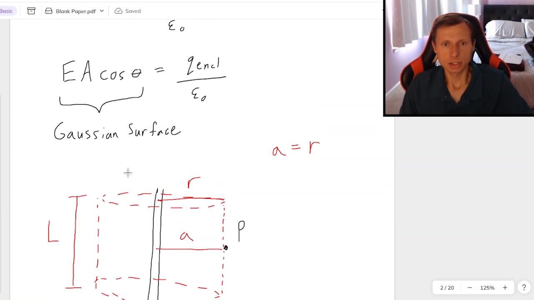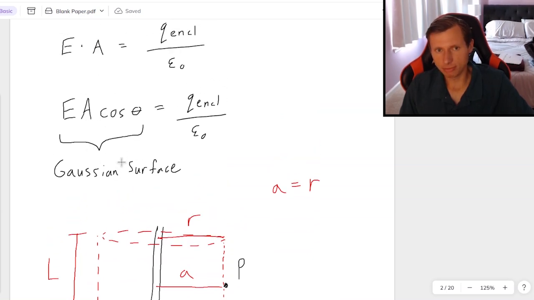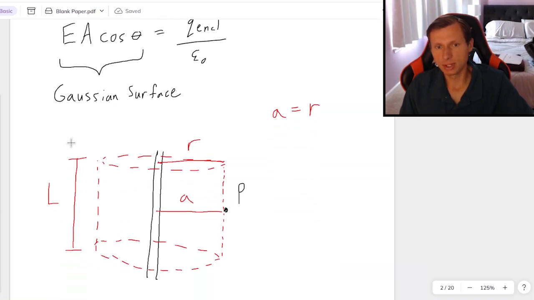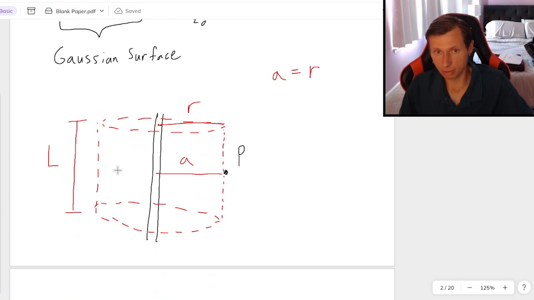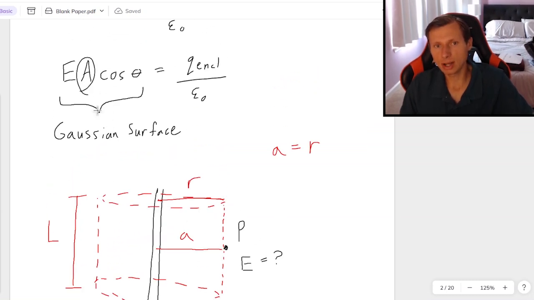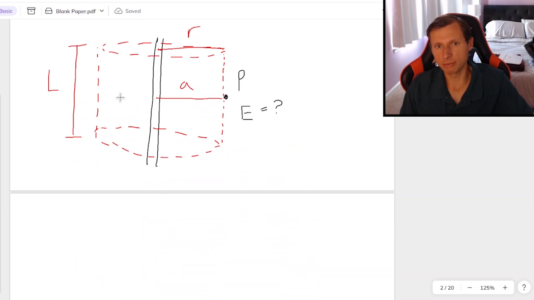Okay. So the left side's all about the Gaussian surface. E is the electric field at the Gaussian surface. In this case, I'm looking at point P, which is on the Gaussian surface. So that's going to find us that electric field right there. We're solving for it. Great. A is the surface area of my cylinder, which, if you don't know, that's going to be 2 pi RL.